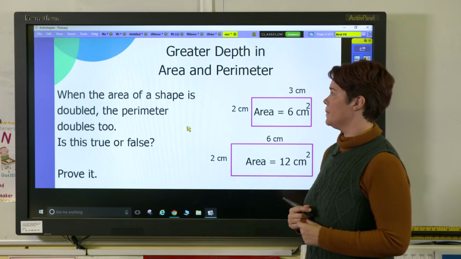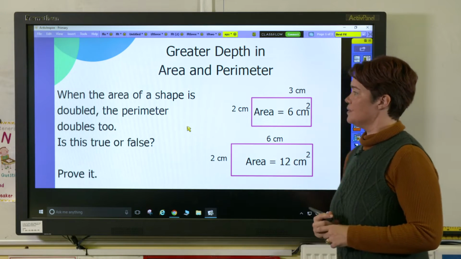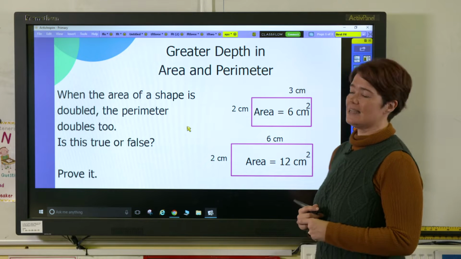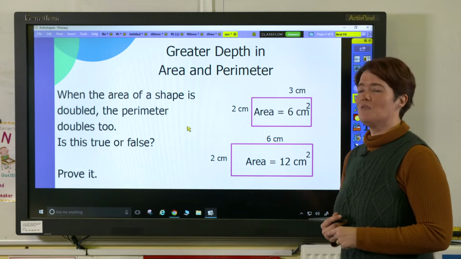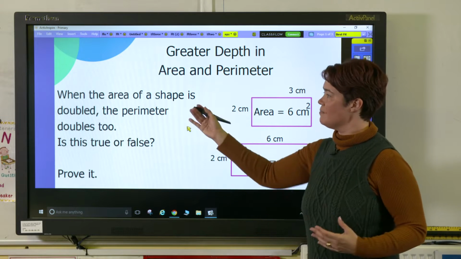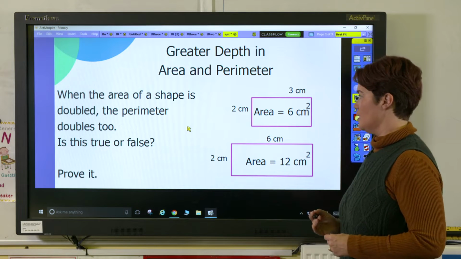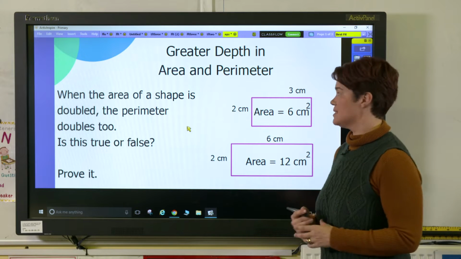So here's our first problem. When the area of a shape is doubled, the perimeter doubles too. Is this true or false? Again, we've got a hypothesis. We've got a statement that we need to prove or disprove. The best way we can do this is by trying some examples.